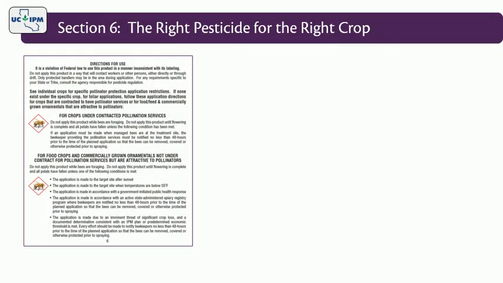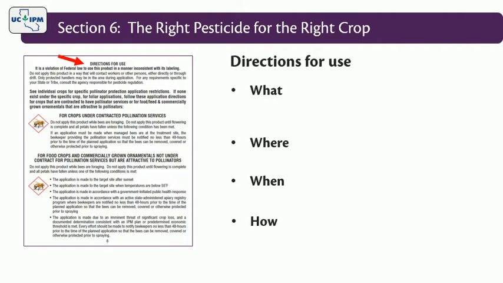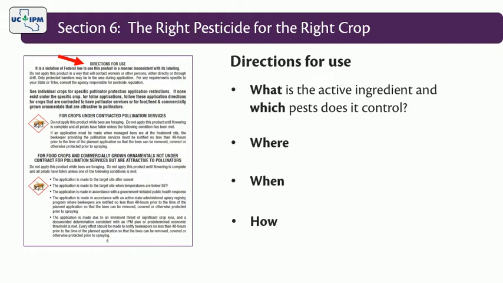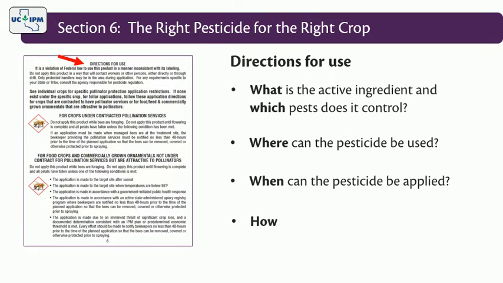The directions for use respond to the basic questions: what, where, how, and when. That means what is the active ingredient of the pesticide and which pests does it control? Where can the pesticide be used? When can the pesticide be applied? And how should the pesticide be applied and how much of it should be used?